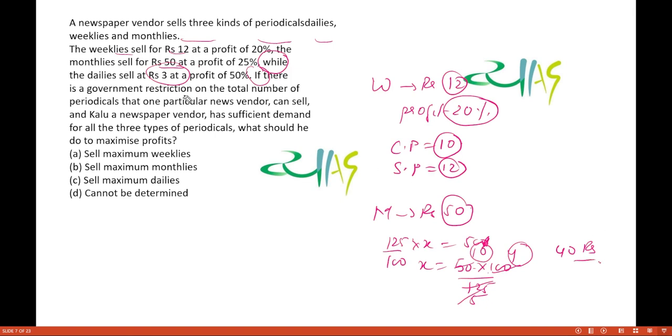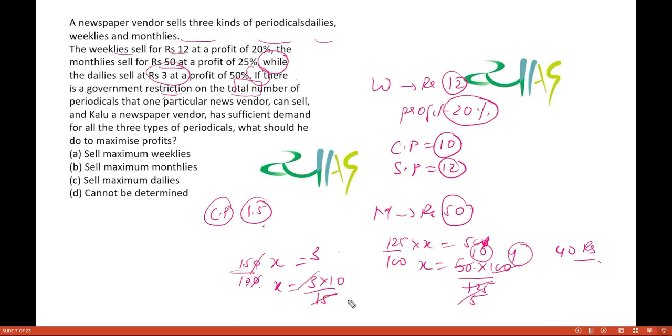Cost price is how much? 40 rupees. Fine, while the dailies sell at rupees 3 at a profit of 50%. So it is very clear that our cost price is 1.5. How? Let us see. This is selling at rupees 3, profit is 50%. So we can write 150 by 100 into cost price is equal to 3. So this comes to be 3 into 10 divided by 15.